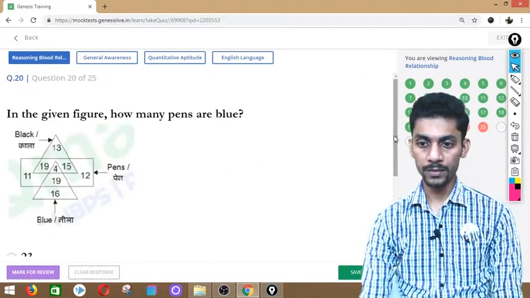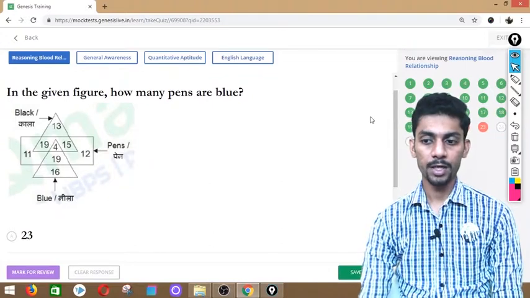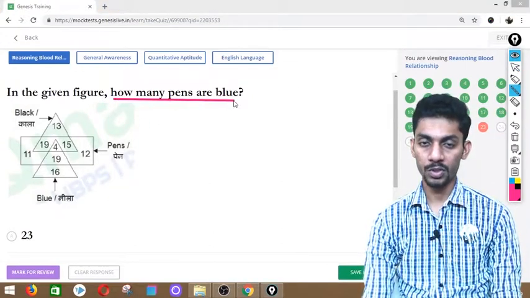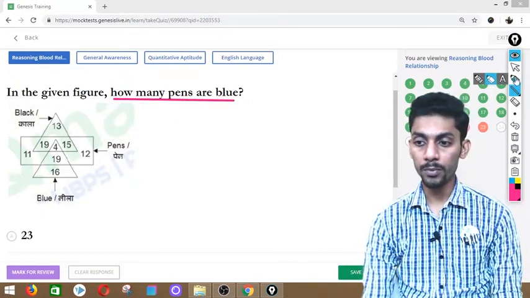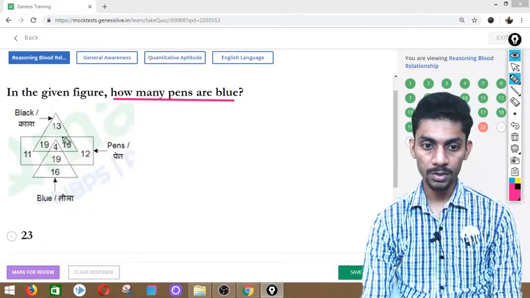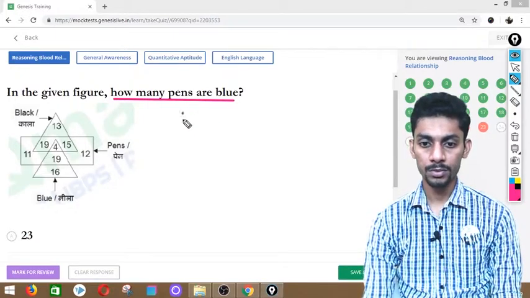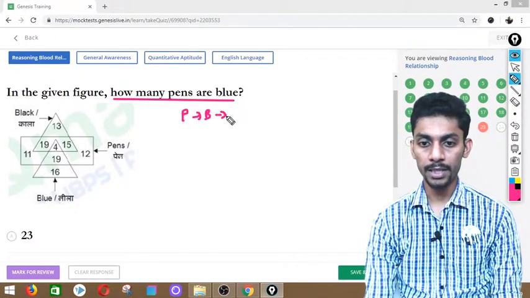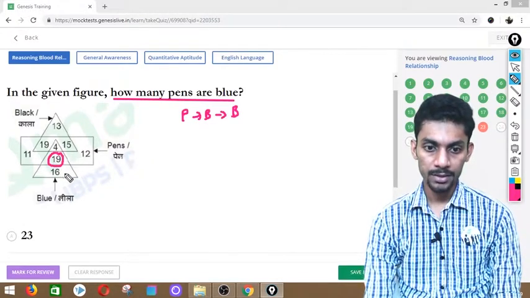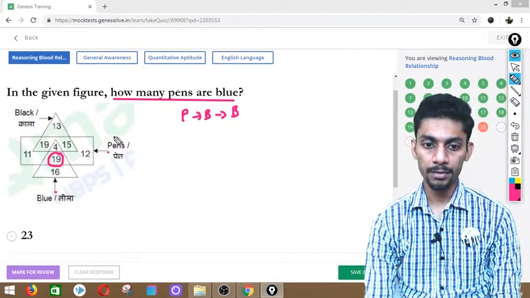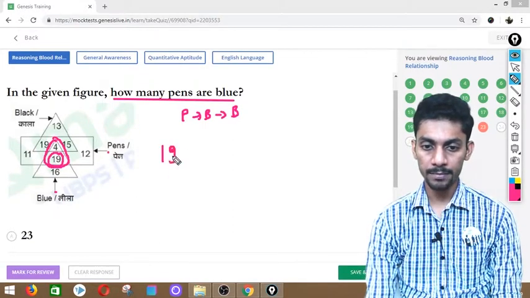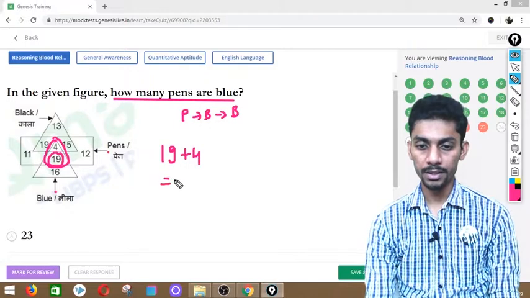Next one, question number 20 says, in the given figure, how many pens are blue? Okay, now they have not said only blue, they said blue. So it can be pens which are blue and black also. Which are the possibilities? One is this 19, which is a blue pen, then it can be black pen also. So total is 19 plus 4, that is 23.